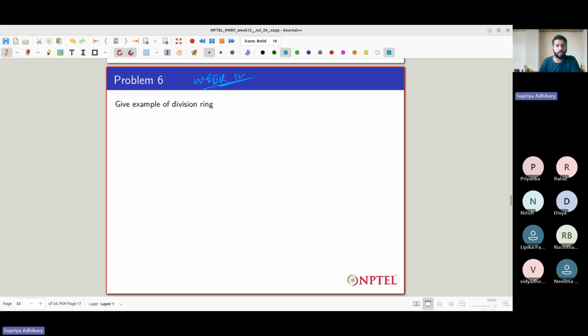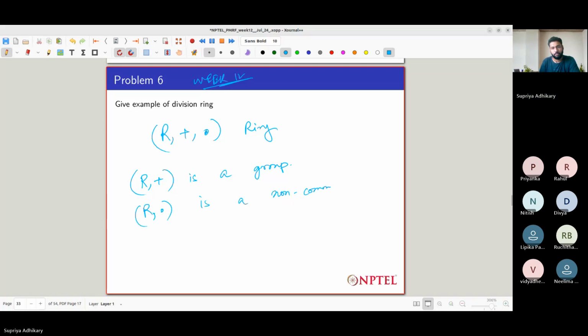A division ring basically has all the properties of a ring. So let us consider this (R, +, ·). Okay, so this is a ring. Now this ring is called a division ring when R plus is a group, and R dot is a non-commutative group. Non-commutative is not necessary. This is also a group.